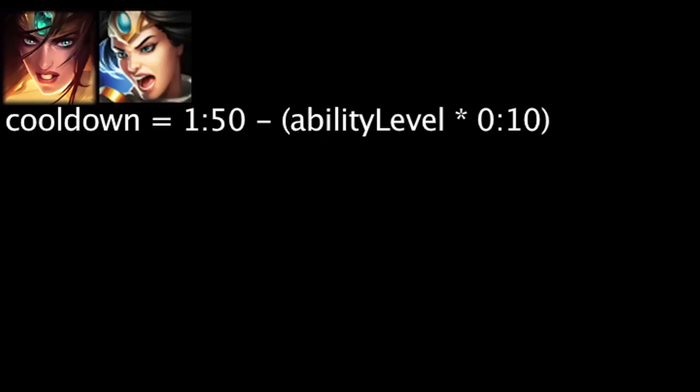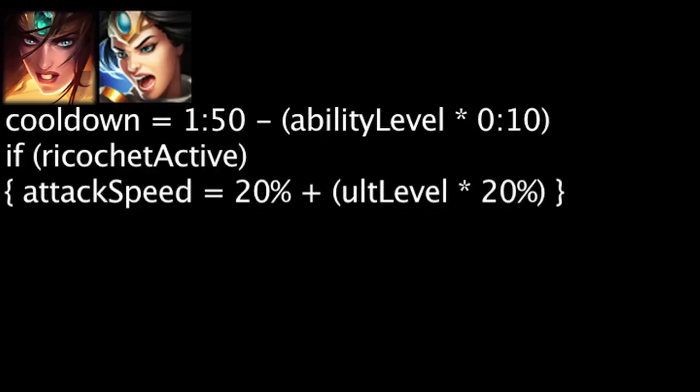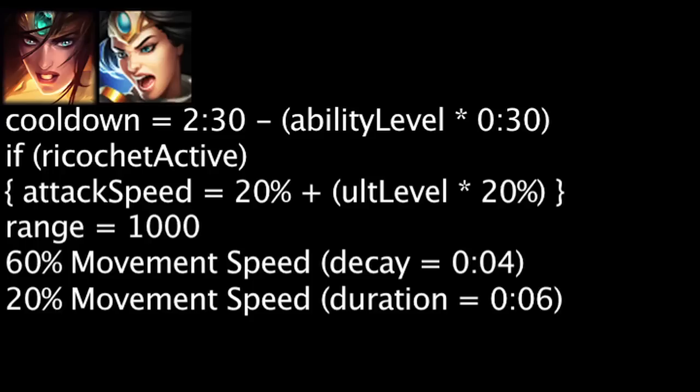Sivir's ultimate ability, On the Hunt, will now passively grant her bonus attack speed when Ricochet is active equal to 20%, plus On the Hunt's current level times 20%. The ability's base cooldown has been increased by 40 seconds, but will now decrease by 30 seconds each level. When cast, Sivir will grant all allies within 1,000 units 60% movement speed, which will decay to 20% movement speed over the course of 4 seconds, and remain for an additional 6 seconds. It will also no longer have a cast delay.